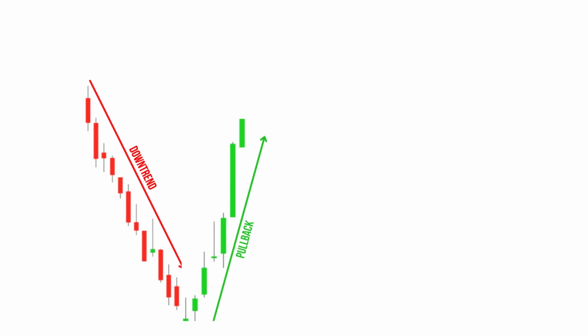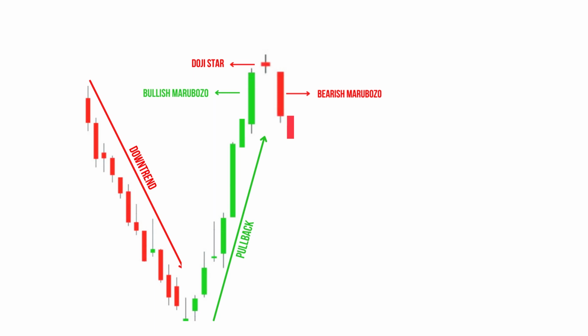Suppose XYZ stock was in a strong downtrend, but there was a strong pullback and the short-term trend of the stock turned positive, and due to excessive buying a bullish Marubozo candlestick formed. But next day an indecisive candlestick was formed and the very next day a bearish Marubozo candlestick was formed and the evening star pattern formation was completed. And the very next day evening star pattern has given breakdown and a bearish candlestick started forming.